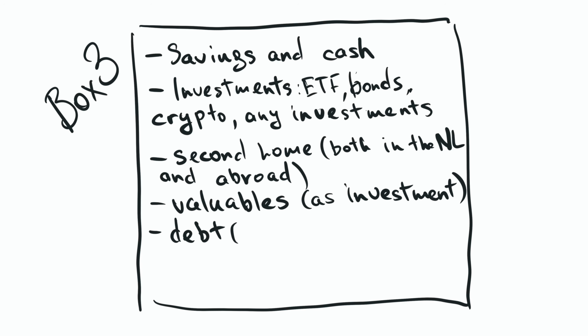Also, in this box, any of your debts are calculated, things like credit cards, bank loans, negative investments, but not your house mortgage. It's pretty important because the house mortgage is in box 1.